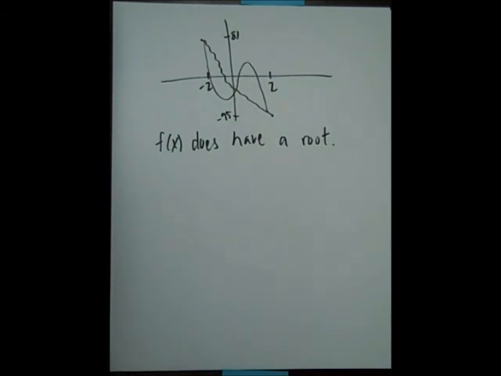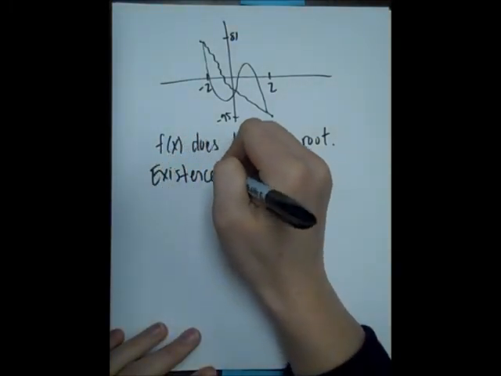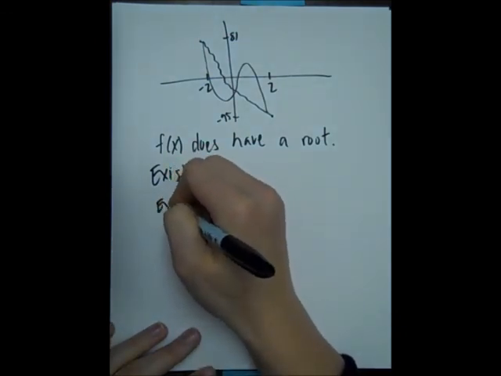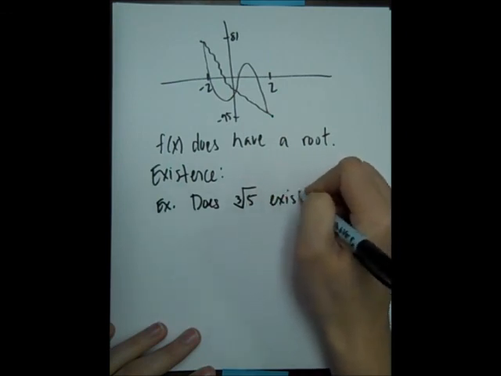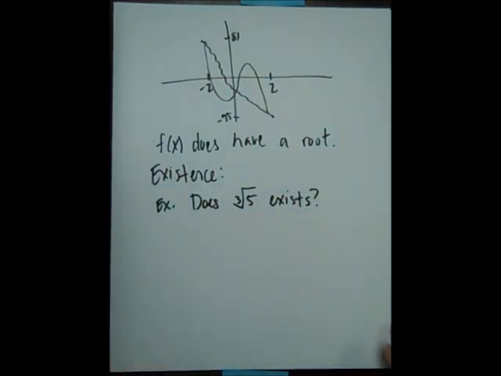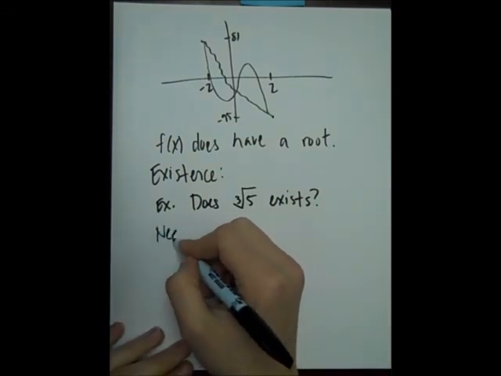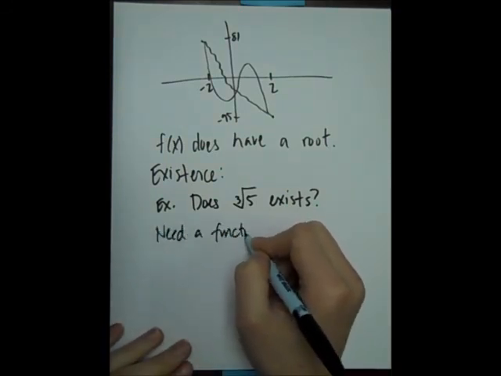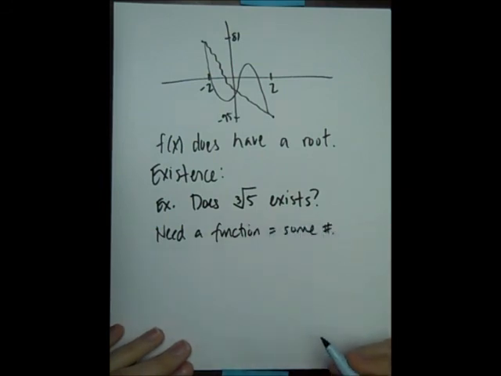The last thing we'll look at is how do you know something exists? So, existence. For example, does the cube root of 5 exist? Well, to use the intermediate value theorem, you need to have an f of x, and you need the f of x to equal some number. So we need a function equal to some number. That's the only way we can use the intermediate value theorem.